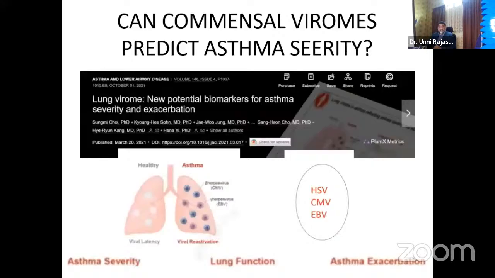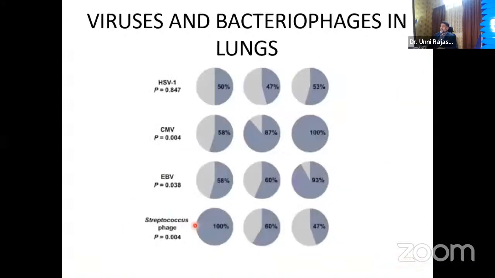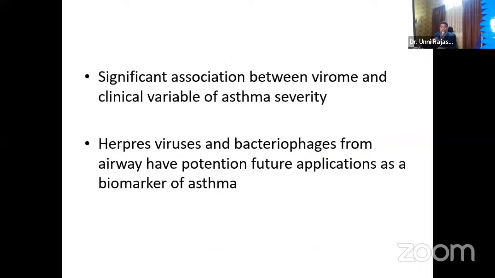So this was interesting. Can commensal viromes predict asthma severity? This is another study where they looked at healthy and asthmatic lungs, and found a high prevalence of HSV, CMV, and Epstein-Barr virus. They looked at the asthma severity, lung function, and asthma exacerbation in these patients. They found that if you look at the viruses and the bacteriophages in the lung, there is a significant association of viromes with clinical variabilities of asthma severity. Herpes virus and bacteriophages from the airway have a potential future application as a biomarker for asthma.